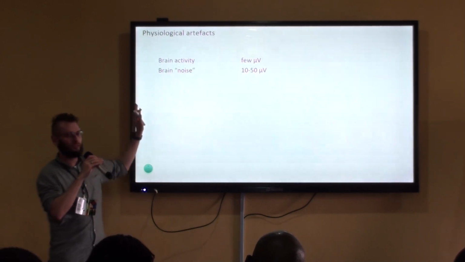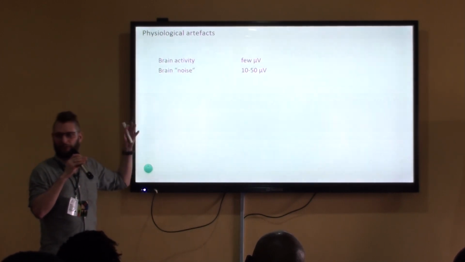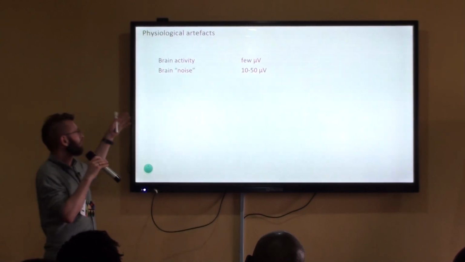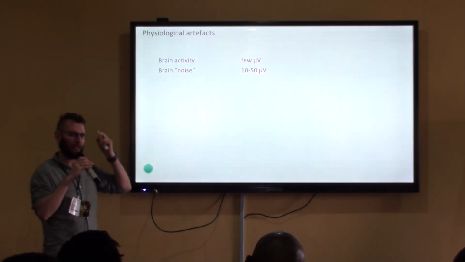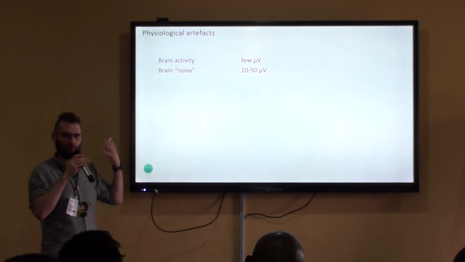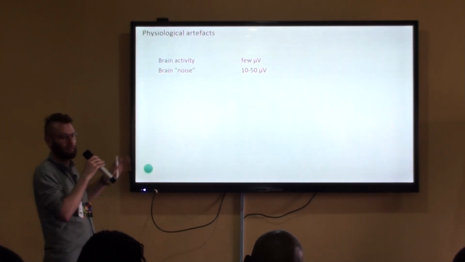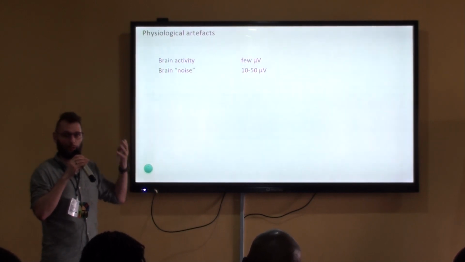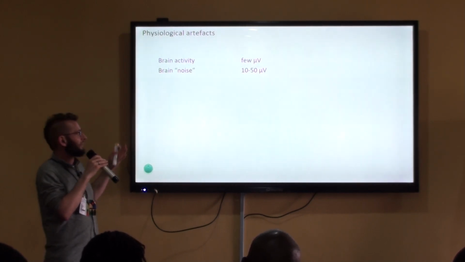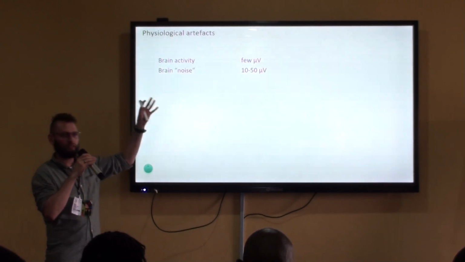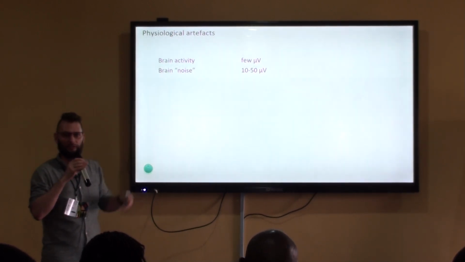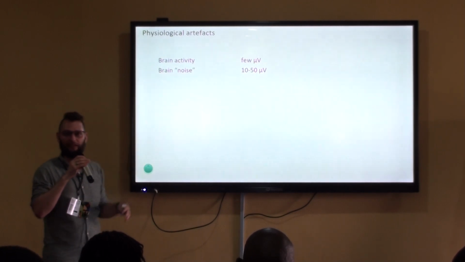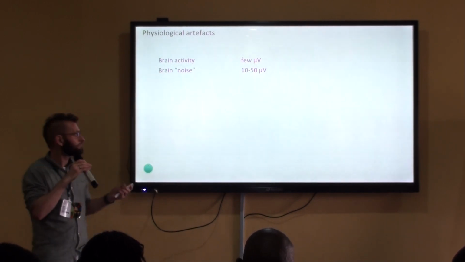So the brain activity that we're looking at, in a typical event-related study, would be perhaps a few microvolts. The background noise that we have in the brain, I put noise in quotation marks here because it's still the brain activity that we're measuring, but it might not be relevant to the particular phenomenon we are studying. That could be spontaneous activity, about 10 to 50 microvolts. So we're already a factor of 10-ish larger than the signal we might be interested in.